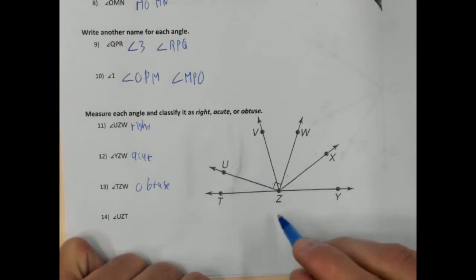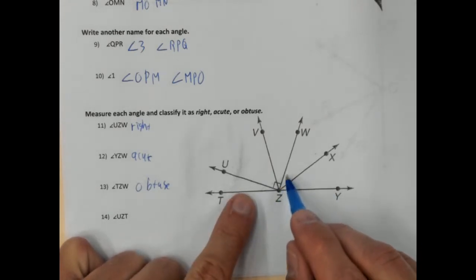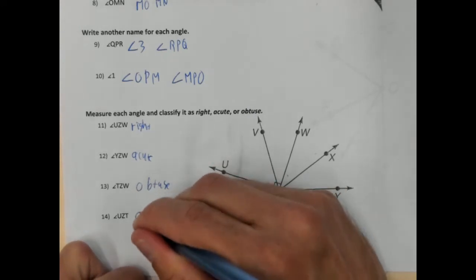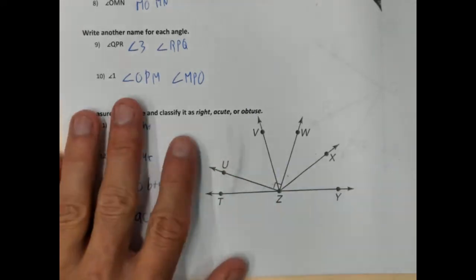And then UZT. UZT is the smaller angle here. We know that's going to be acute because we know the three have to add up to 90. So acute. So that's the first page. And let's look at the second page here.